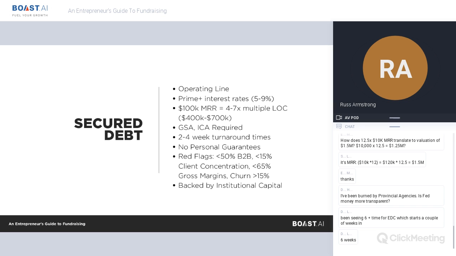They prefer B2B business. So if you're too much on the B2C side, they are not going to like it. If your client concentration is all bundled into one client, that is another red flag. Seeing gross margins that are below 65% or churn that's above 15% are all things that are red flags.